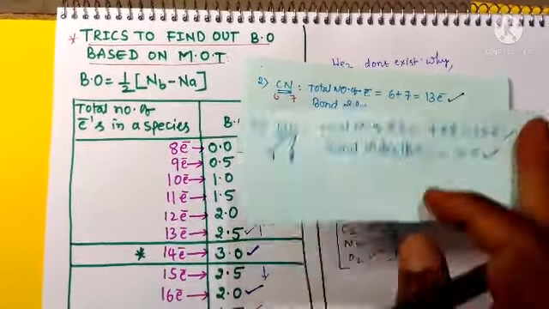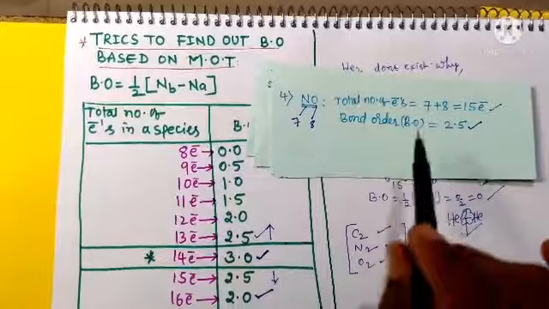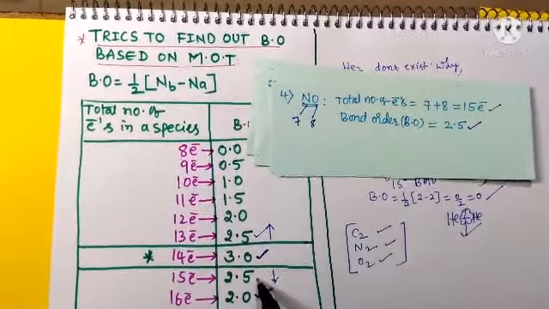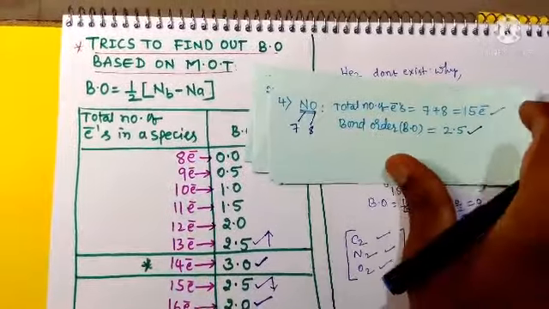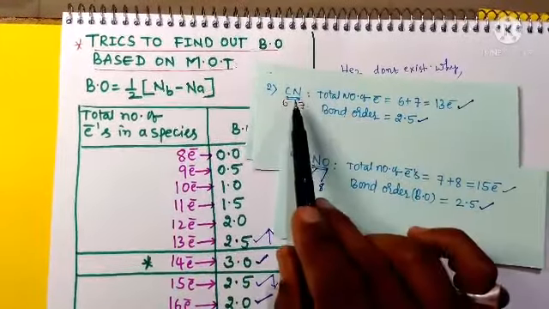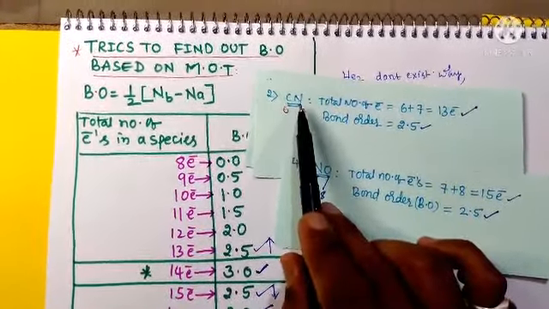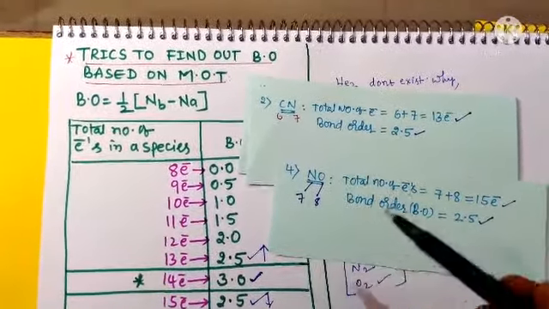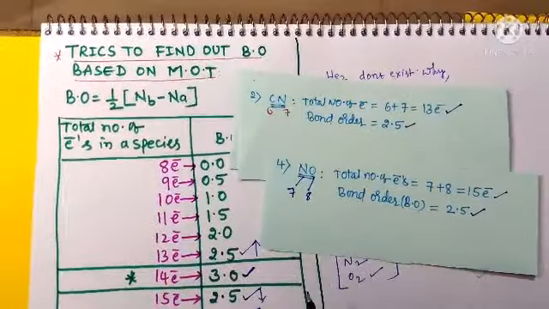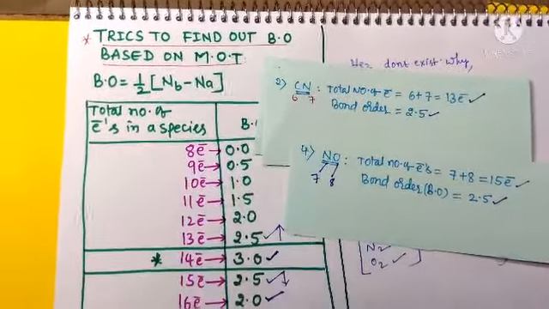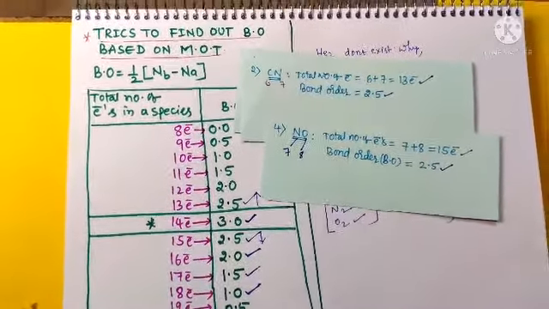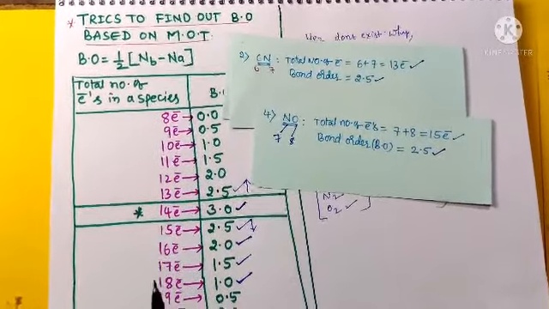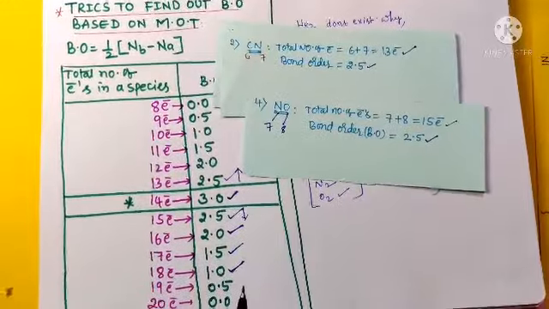I will give one more example, that is NO. Total number of electrons in NO is 7 plus 8, 15 electrons. 15 means again 2.5. So in the examination they will ask which of the following molecular species has the same bond order as the CN species, then NO, or any other suitable example. We know this is a simple, tricky table, so it is easy to identify bond order. If they give any species containing less than 20 electrons, the bond order is easy to identify.